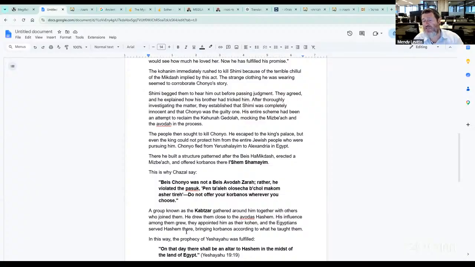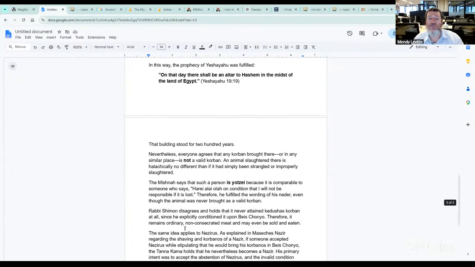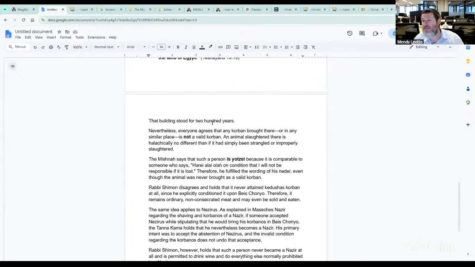But the Rambam seems to believe that he also built a temple for the Gentiles, bringing korbanos according to what he taught them. And there's a prophecy in Yeshaya that says, "On that day there shall be an altar for Hashem in the midst of Egypt." And that's the story. That building stood for 200 years, says the Rambam. The house of Chonyo stood for 200 years.